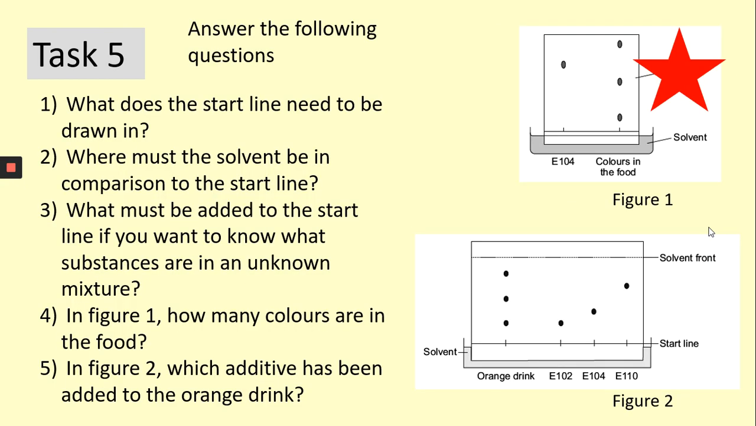Final task, task 5, is to answer the following questions. Number 1, what does the start line need to be drawn in? Number 2, where must the solvent be in comparison to the start line? Number 3, what must be added to the start line if you want to know what substances are in an unknown mixture? Number 4, in figure 1, top right, how many colours are in the food? Number 5, in figure 2, which additive has been added to the orange drink? Pause the video, have a go at these questions.